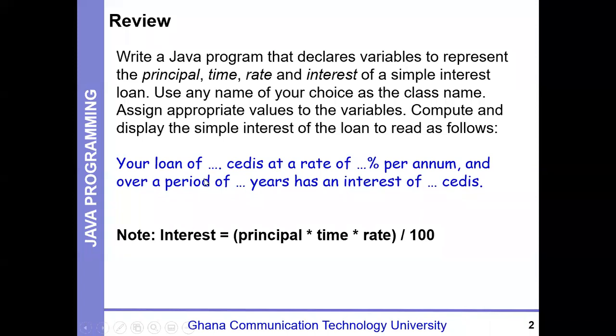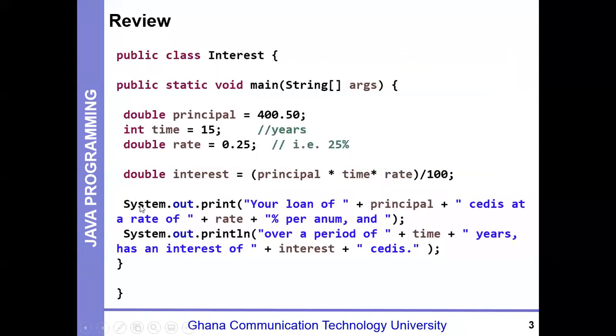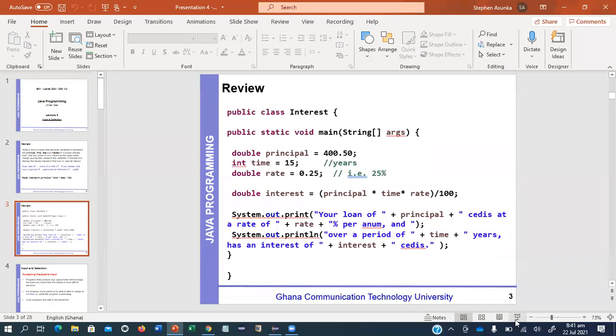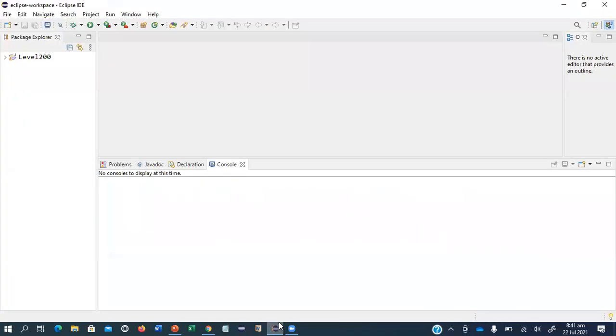You need to use the print method and find a way of doing the concatenation so that you get the sentence clearly written out as it is. So let me go back to our IDE.